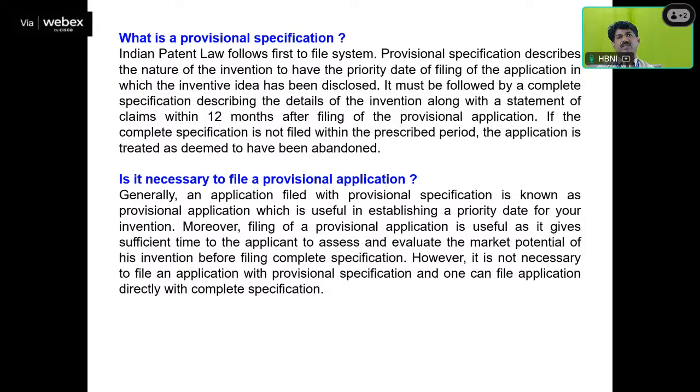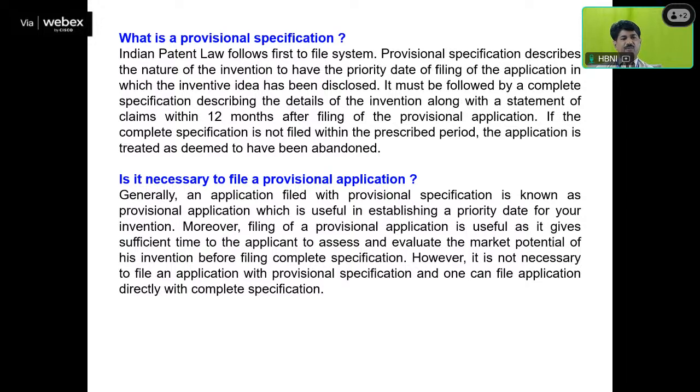So next we'll see what a provisional specification is. I told you in the beginning that while applying for a patent, all the things can be applied together, or a provisional application can be done in between. So here we'll see what that provisional specification is and how it works.